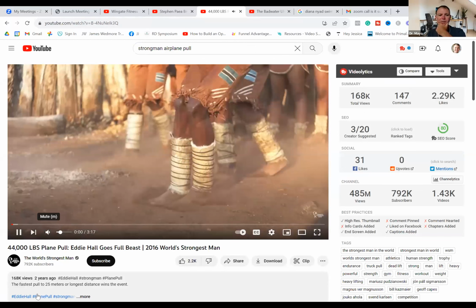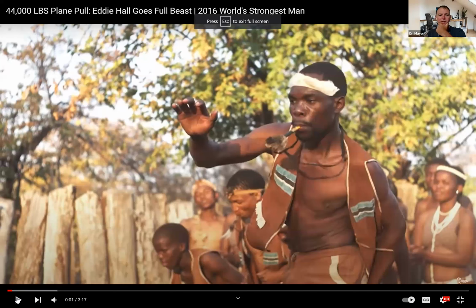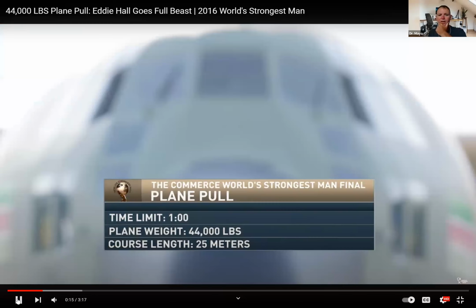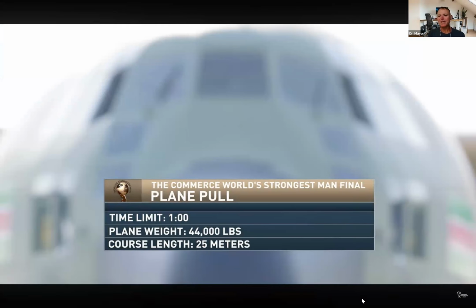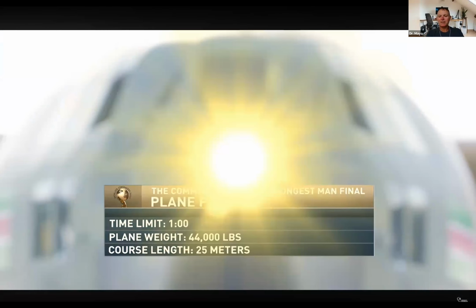So here's an example of one of the strongman events. The plane weighs 44,000 pounds. Are you kidding me right now? Course length, 25 meters. So they're pulling a plane 25 meters for the fastest time. This is about as extreme as I think you can get. Yeah, it is.